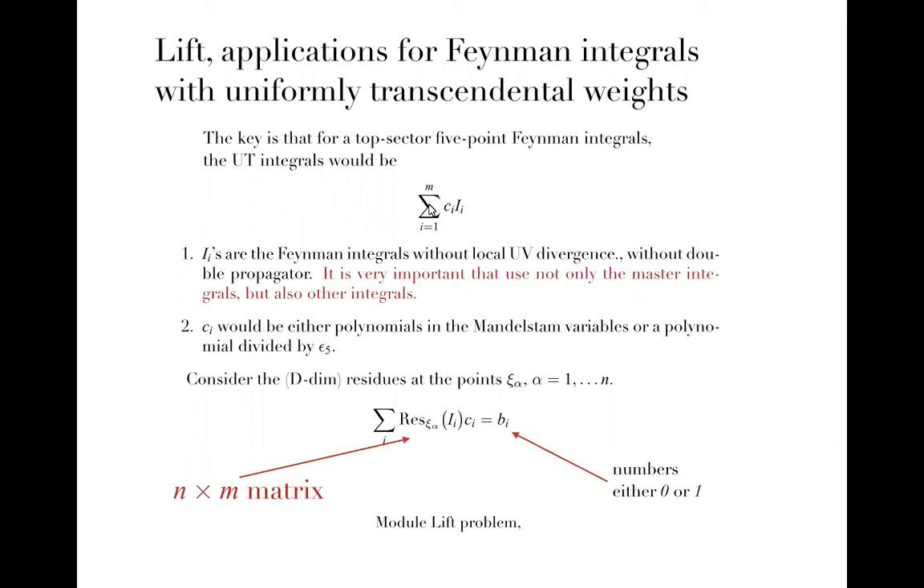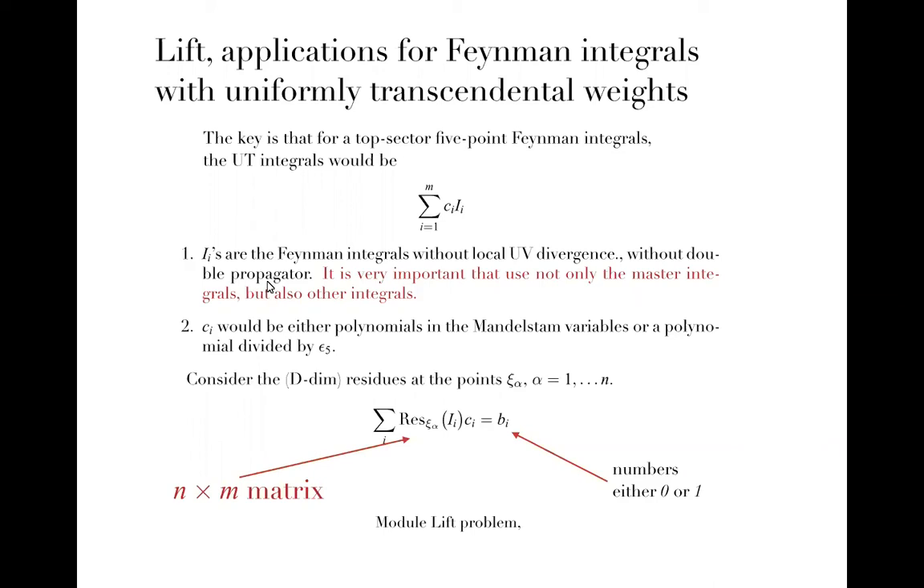So the key here is, you may have heard that you want to make an ansatz with some kind of master integrals and try to determine C to make it a UT. Actually, it's not the best way. The best way is you list all the possible integrals here, as long as you don't have a local UV divergence and no double propagator.